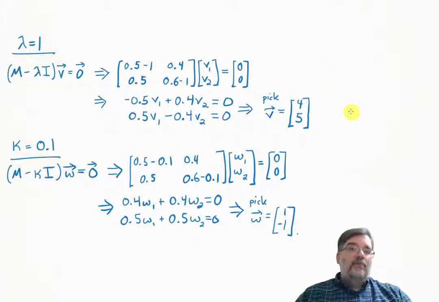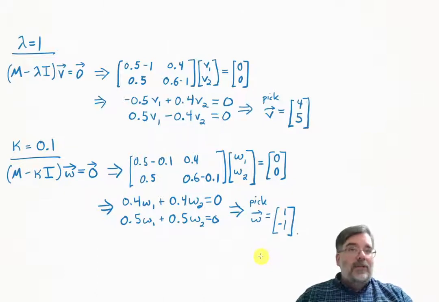So as before, we'll calculate eigenvectors corresponding to these eigenvalues. For lambda equals 1, I subtract 1 from the diagonal entries, convert to a system, and pick some numbers which help this work out nicely. So here 4 and 5. Then for our other eigenvalue, subtract that from the diagonal entries, convert the matrix equation into a system, and pick some values for your eigenvector. Nice integers make it easier.